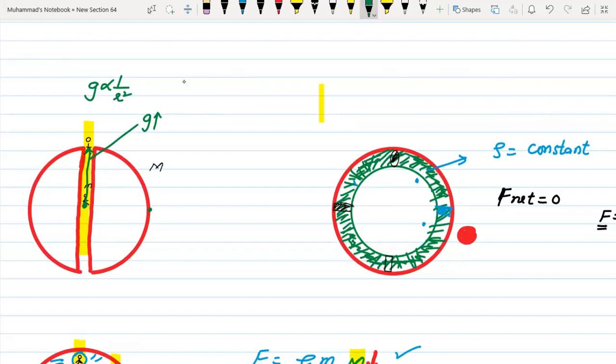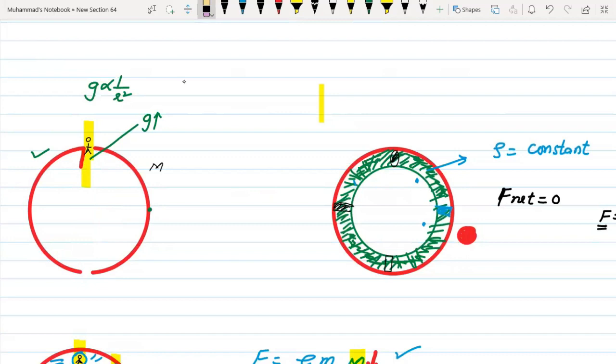Because this mass is not changing now, the only variable that changes away from the surface of Earth is the distance from the center of Earth. So gravitational field strength is inversely proportional to the square of distance from the center of Earth. But inside the Earth's surface, gravitational field strength varies differently. That becomes zero at the center of Earth, and that increases to the surface of Earth, and then it decreases.